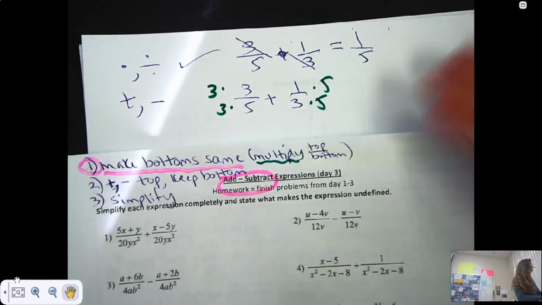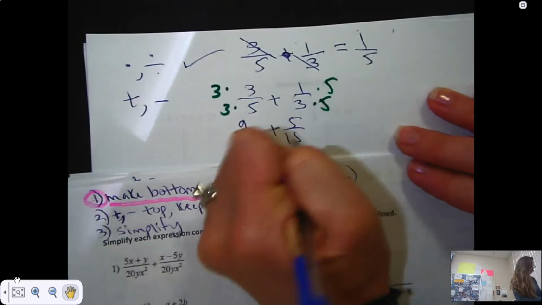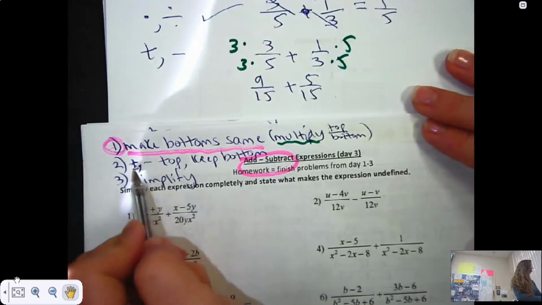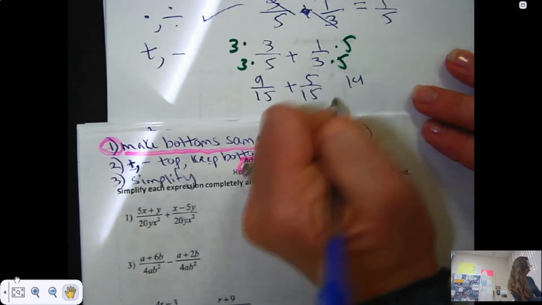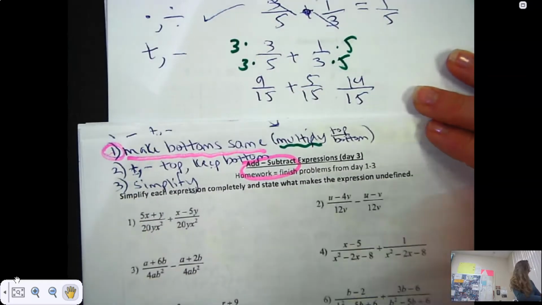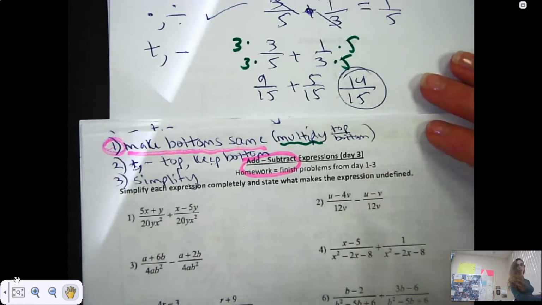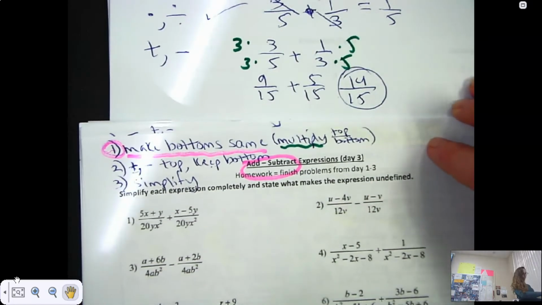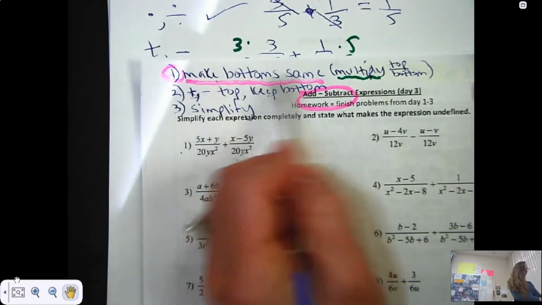Okay? And then we would go 9/15 plus 5/15. Add or subtract the top, keep the bottom. Simplify if you can. You couldn't simplify, so you're done. We're going to be doing that halfway down the page. Okay? So let's start with the number 1. Number 1 says, okay, here we go, and it says make the bottoms the same.